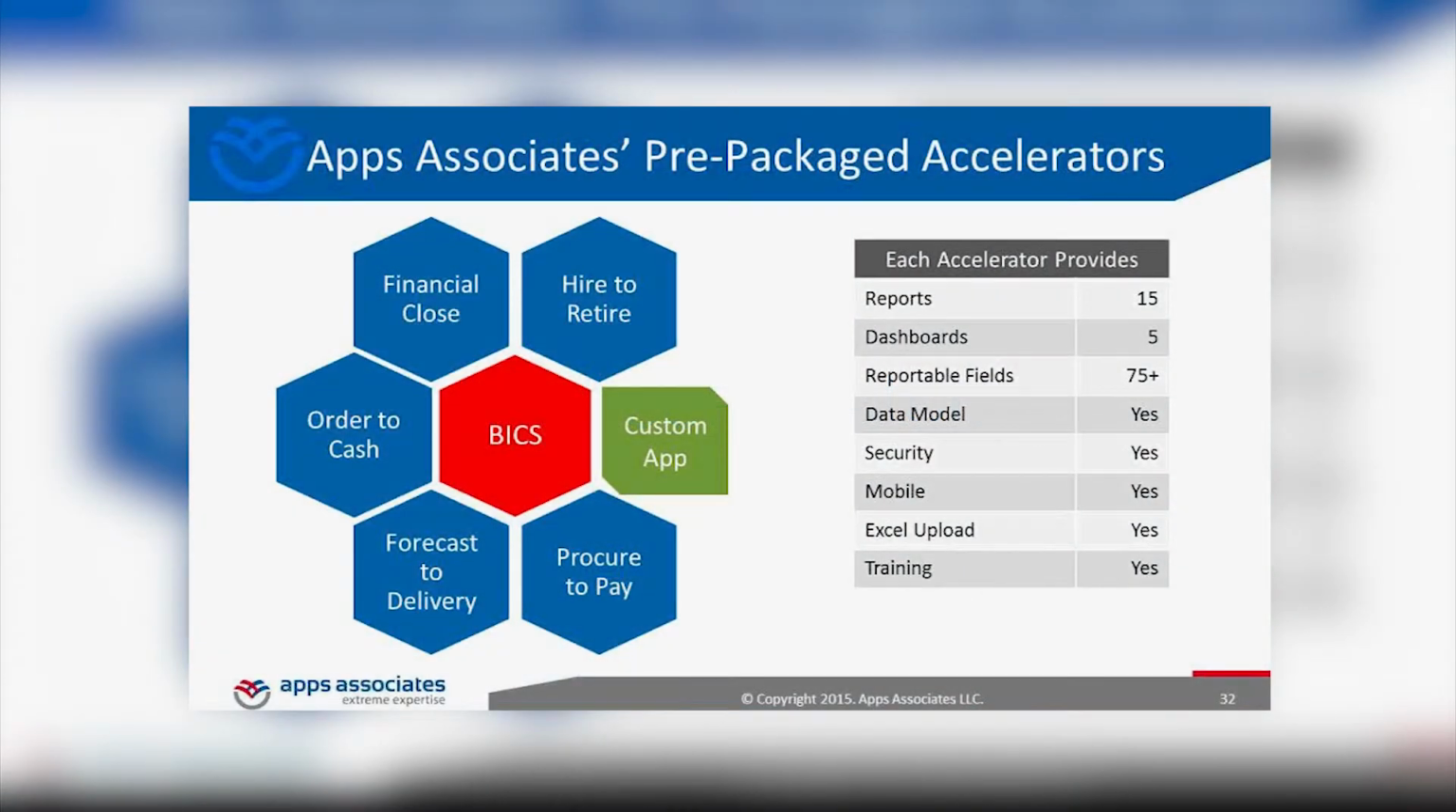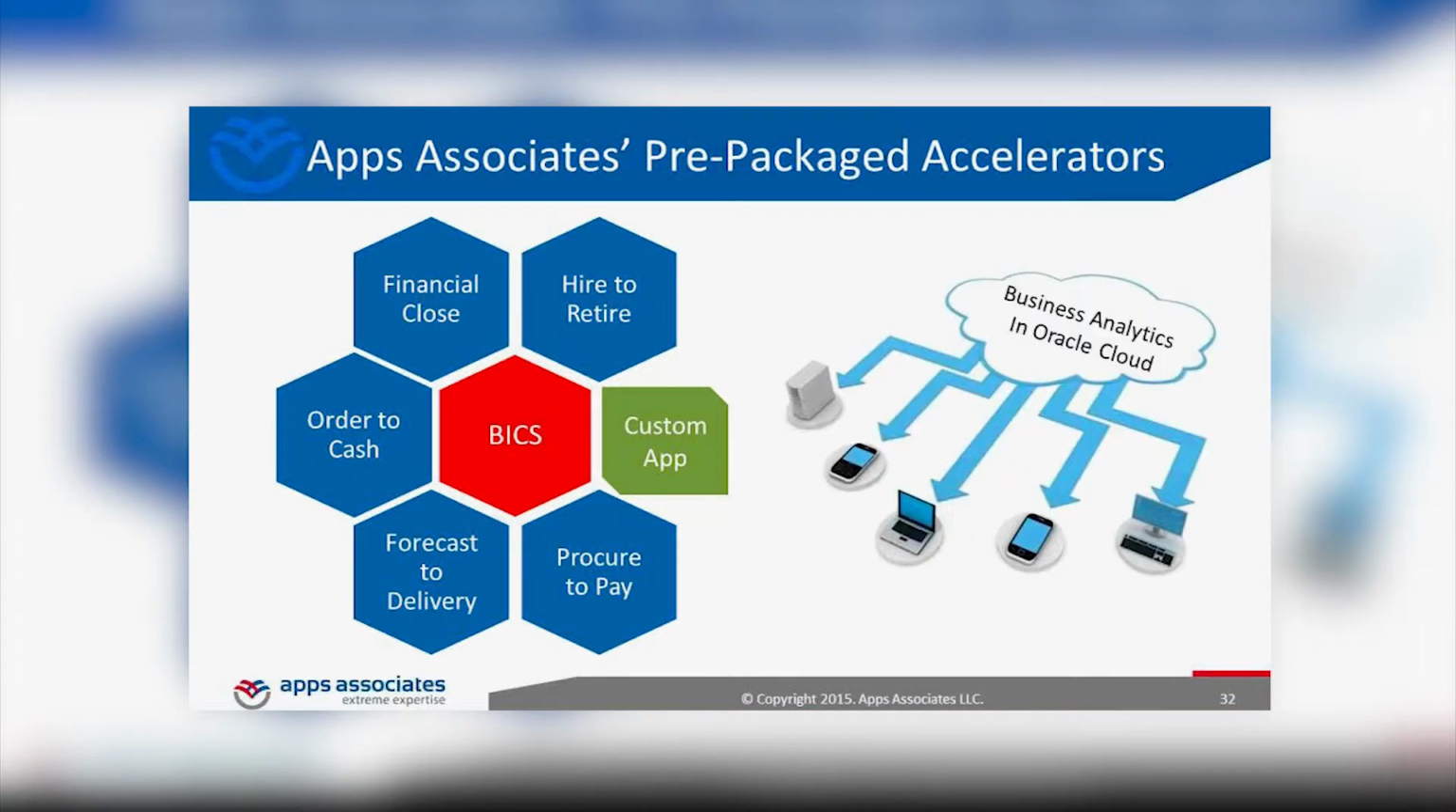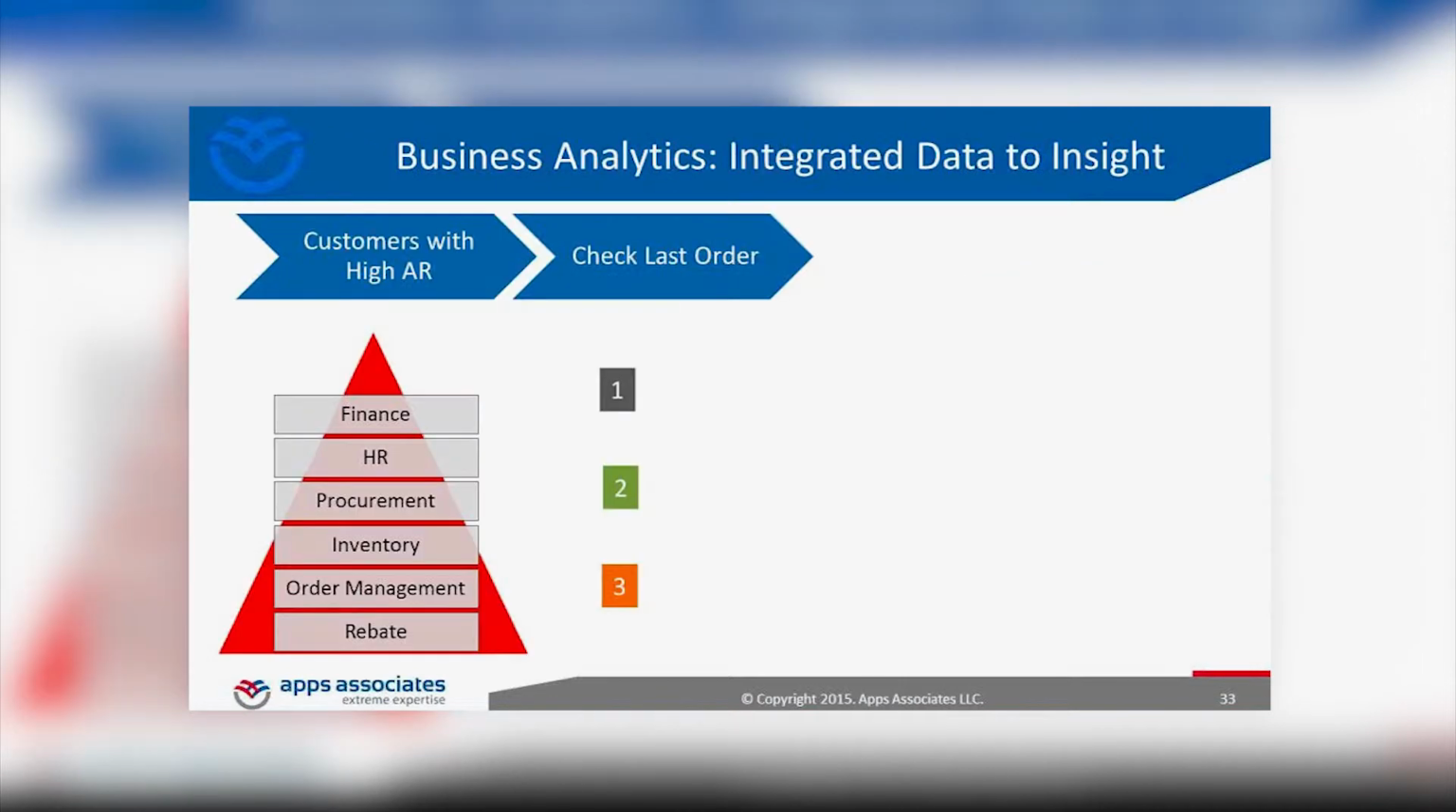Got an idea of how these accelerators work. I showed you procure to pay, we have hire to retire, financial close, and a combination of these really creates analytics for you on the cloud. And a lot of times the problems that you're trying to solve are not just for one department, they're cross-departmental problems. So here's an example: let's say you have a customer with a high AR.